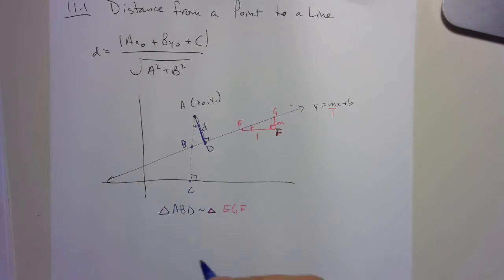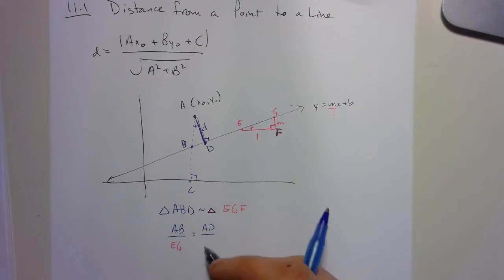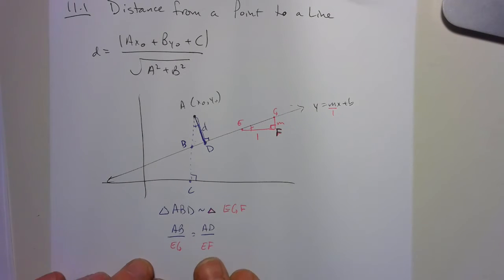Okay, then it would follow that AB is to EG, as AD is to EF, and we could also do the third side, but we're not going to, right? There's a reason. We have what we need from this proportion that we have here, okay?